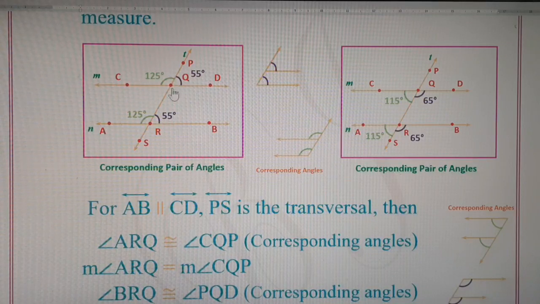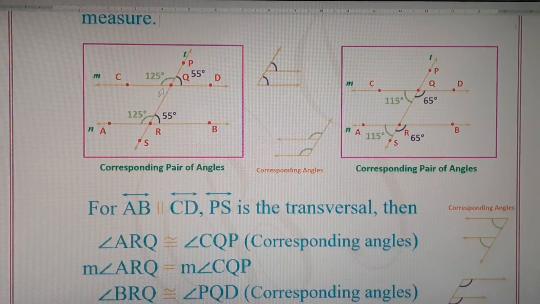Total 8 angles are formed, but we can say 4 pairs of corresponding angles are there, because 8 angles are formed, and if we take the group of corresponding angles, then total 4 pairs are formed. So we can say 4 pairs of corresponding angles are formed for two parallel lines and a transversal.